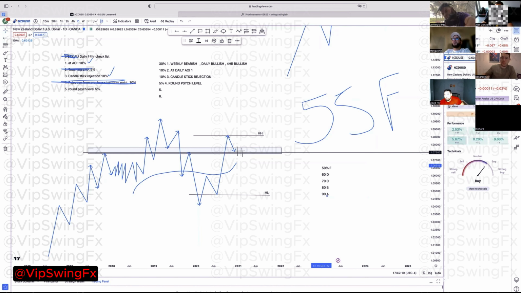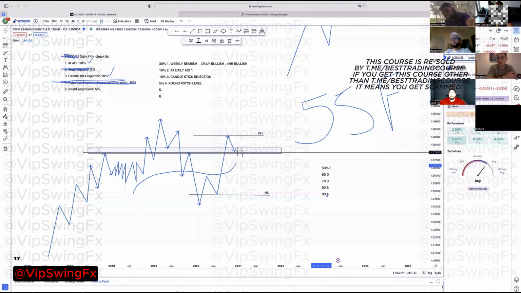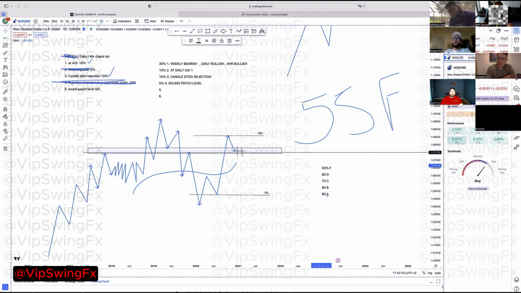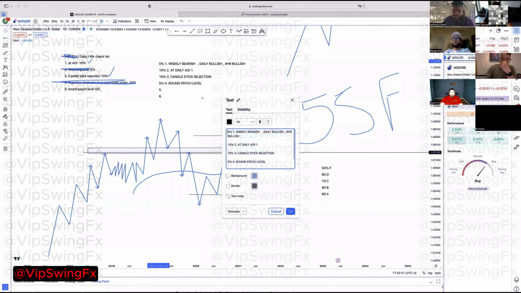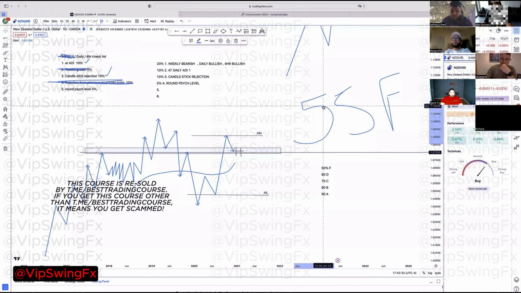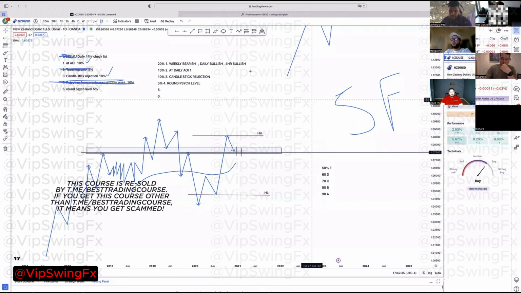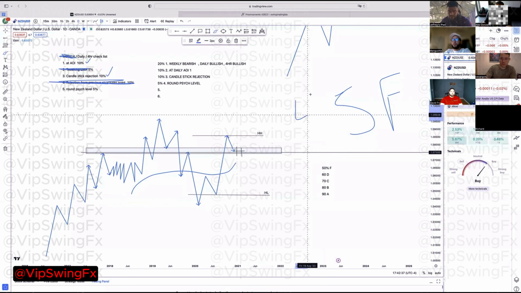Does a round psychological level work on any pair? If the pair has numbers, yes. Isn't the trend 20%? My bad, bro. You guys got me, dude. Yes. So even worse, this is a 45%. I don't even think I ever got this slow.